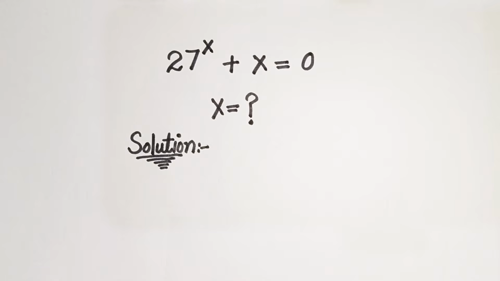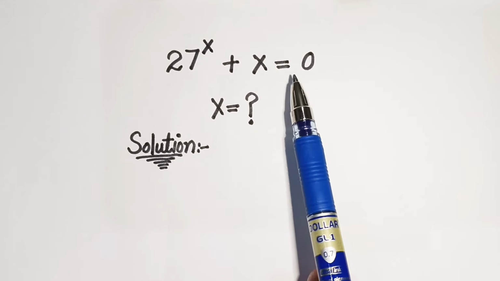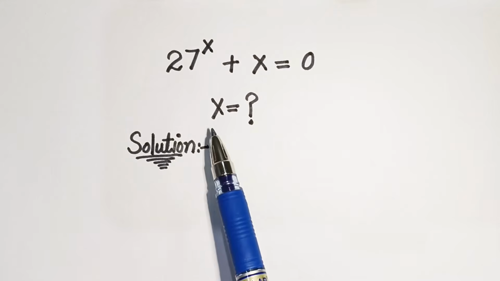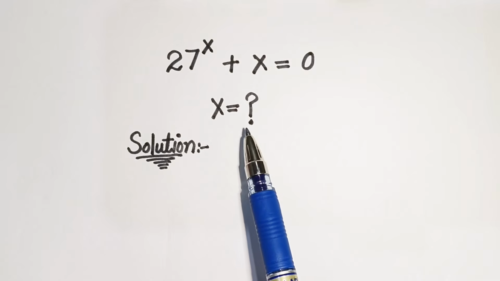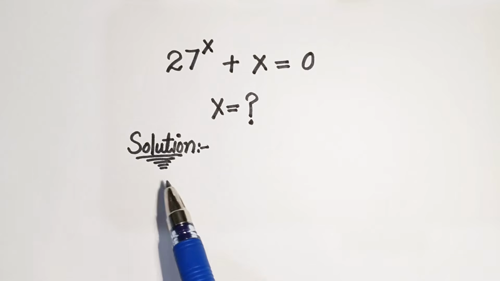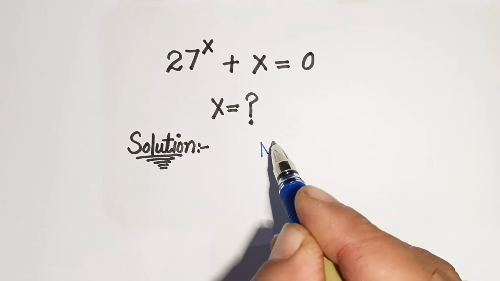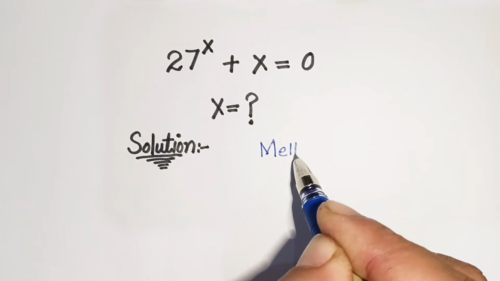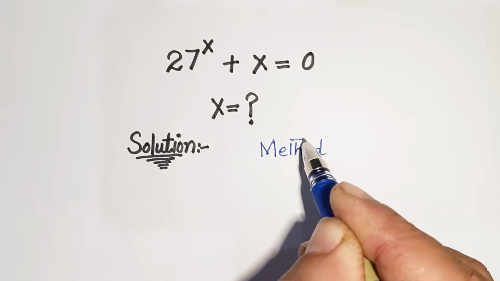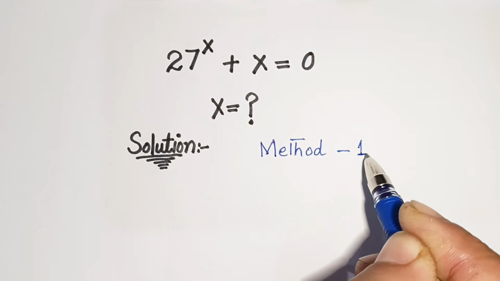So today we have a nice Olympiad mathematics problem: 27 to the power x plus x is equal to 0. So we have to find the value of x here. Now starting our solution, there are actually two methods. So we are going to solve from method number 1 first. That is, here we have our first method.